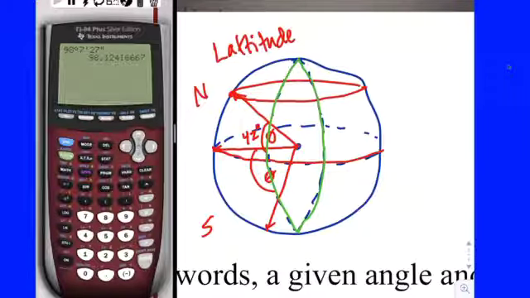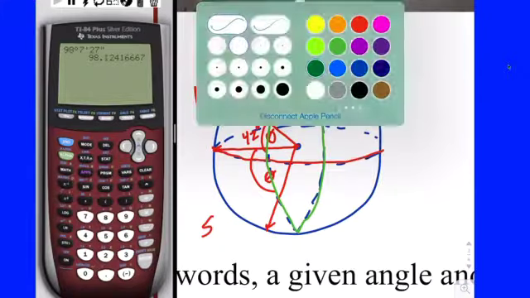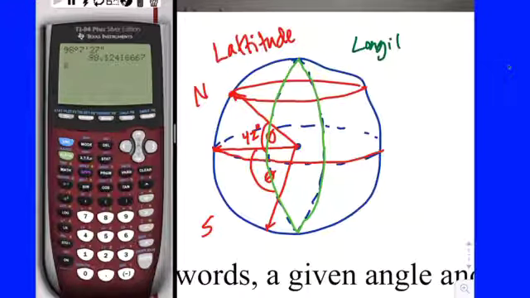Now, the latitudinal lines vary in size. It's like slicing a tomato for a hamburger, right? If you slice the tomato near the middle, the slice is bigger. If you slice the tomato near the end, the slice is smaller. But the longitudinal lines are great circles. And what does a great circle mean? It means that they're all the same size. So they would run through the North Pole and the South Pole. If you imagine taking one ring that runs from the North Pole to South Pole and you rotate it around, you're going to get a bunch of other lines that are exactly the same.